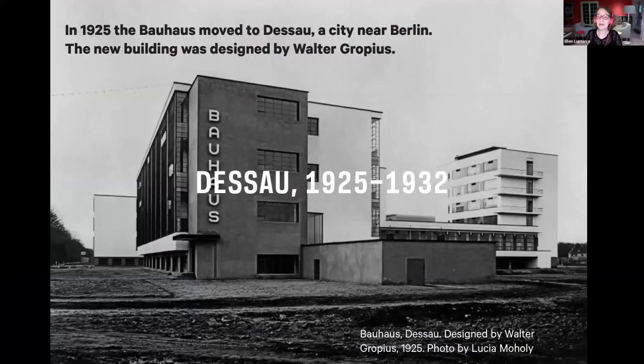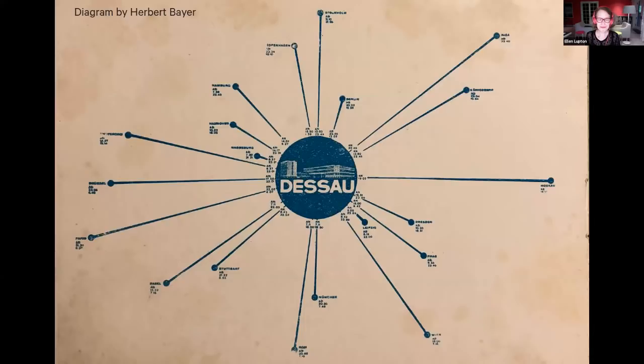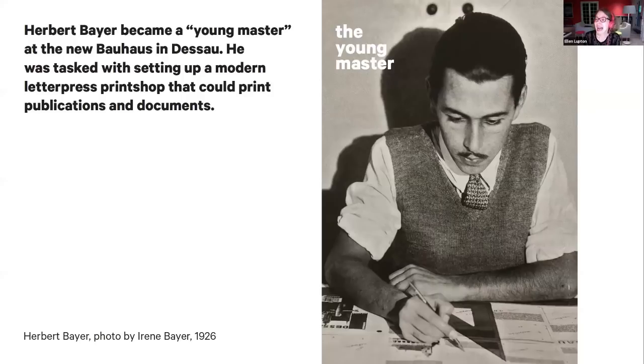In 1925, the Bauhaus moved to Dessau, a city near Berlin, a more industrial city, and they built a whole new building. This is a beautiful diagram by Herbert Bayer showing Dessau as the center of Europe, which in a way it was, right in the middle of Germany. Herbert Bayer came back to the Bauhaus now as a teacher. He was called the Young Master, and he was given the job of setting up a modern print shop.